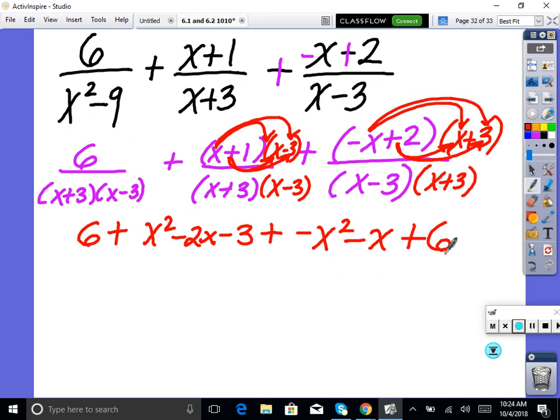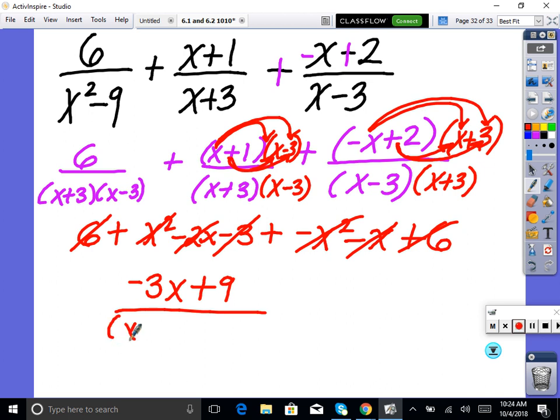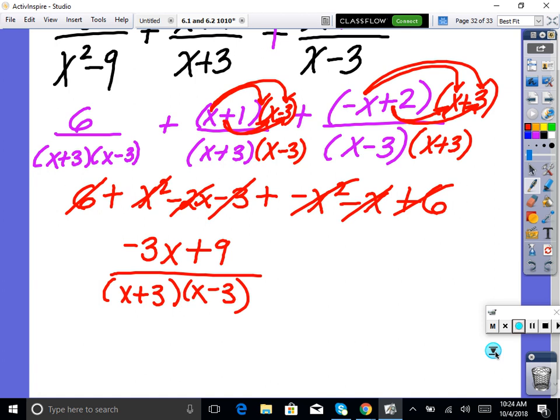Now we'll combine like terms in the numerator. Didn't x squared go away in this one? Negative 2x minus 1x is negative 3x. 6 minus 3 is 3. 3 plus 6 is 9. So we have plus 9, and that's all over x plus 3, x minus 3. Now you'd say, that's my answer, I just have to simplify it if possible. We factor the top, factor the bottom, divide out exact factors.